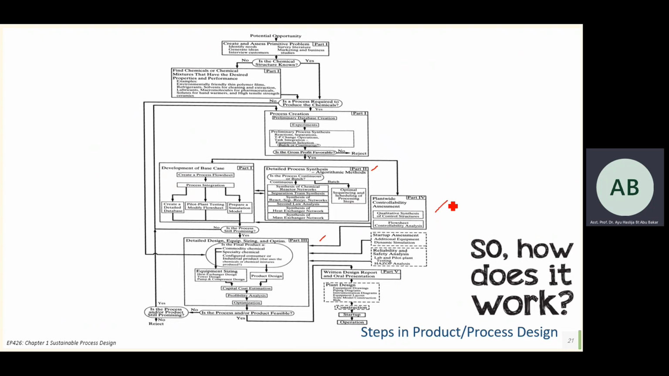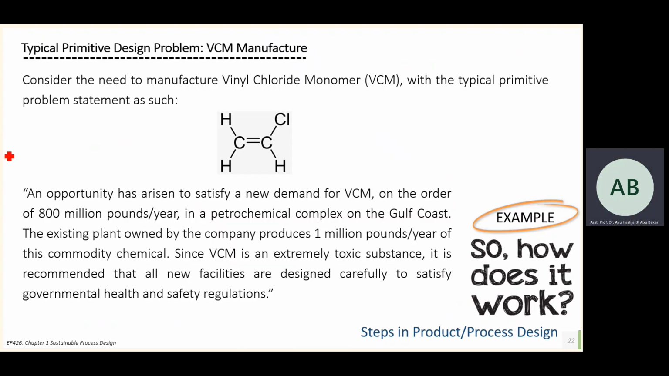Like your PDP, we have PDP 1 up to heat integration, right? PDP 2 from equipment sizing up to control. Then safety, economic analysis. So this course covers the whole thing. Now we use VCM manufacture, vinyl chloride monomer, as example.